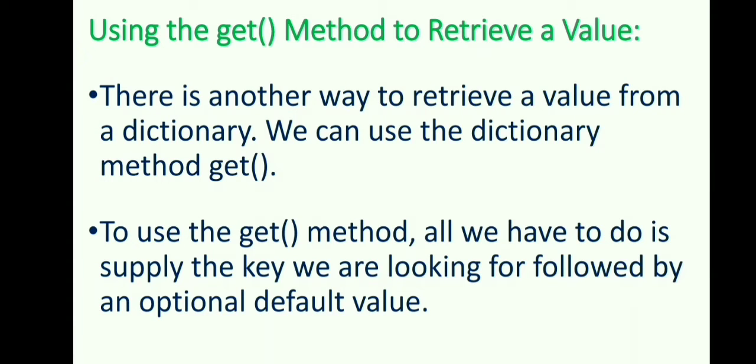Using the get method to retrieve a value. There is another way to retrieve a value from a dictionary. We can use the dictionary method get. To use the get method, all we have to do is supply the key we are looking for followed by an optional default value.